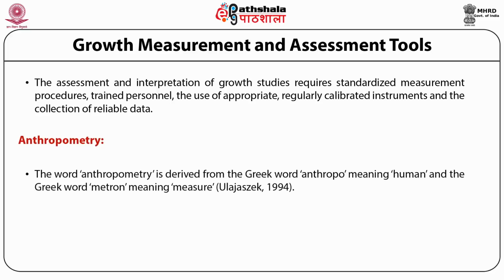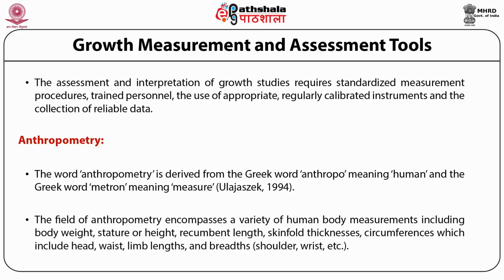Anthropometry. The word anthropometry, as you can see, is derived from Greek word anthropo, which means human, and Greek word metron, that means measure. Anthropometry has been extensively used for the measurement of growth, assessment of health and nutritional risk, especially in children. Growth measurements to assess external dimensions of bodies such as height, weight, and subcutaneous fat are done using anthropometric methods. The field of anthropometry encompasses a variety of human body measurements including body weight, stature, recumbent length, skin fold thicknesses, circumferences, that includes head, waist, limb lengths, and breadths.